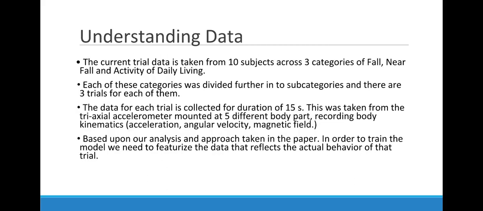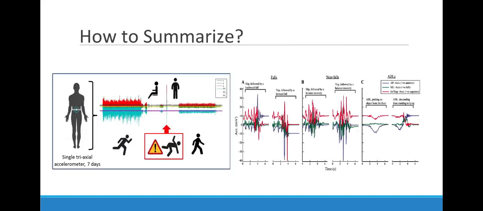Now, the data for this project was collected at SFU. It was taken from 10 subjects across fall, near fall, and ADL. Each trial was 15 seconds, measuring acceleration, angular velocity, and magnetic field. For model training, the data summarization was done by considering those data points where the actual event took place, which can be seen from the red arrow on the left image.